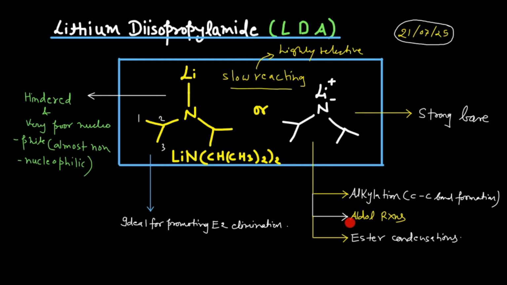Whenever you do crossed aldol condensations, the importance of this LDA is very high, because when you do crossed aldol condensation reactions with the help of a strong base like hydroxide ions or ethoxide ions, there are lots of problems. We'll discuss those problems in a little while.